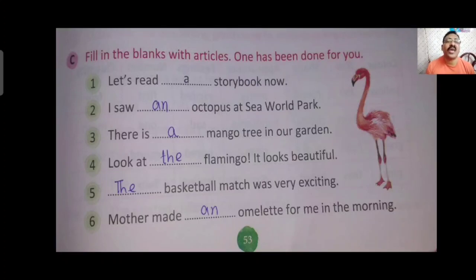There is a mango tree in our garden. Mango, M is a consonant letter, that's why a is used before it. Look at the flamingo, it looks beautiful. Flamingo, F is a consonant, but it is the name of a specific bird, that's why the is used before it. The basketball match was very exciting. Here the name of the match or game is given, basketball, that's why the is used before it. Mother made an omelette for me in the morning. O is a vowel, that's why an is used before it.